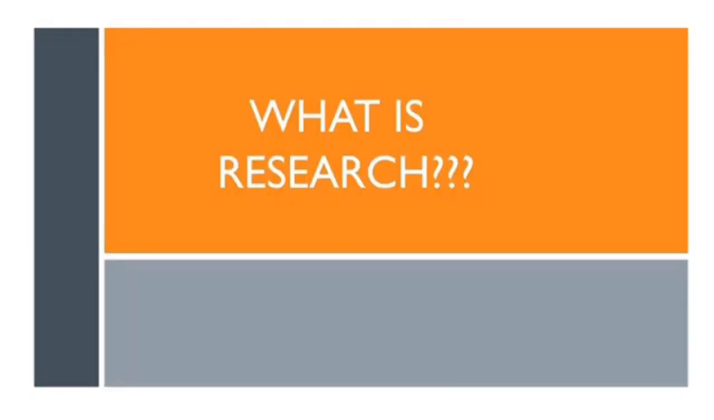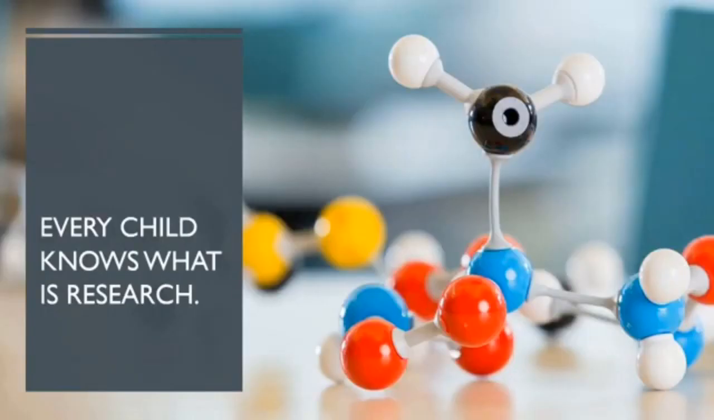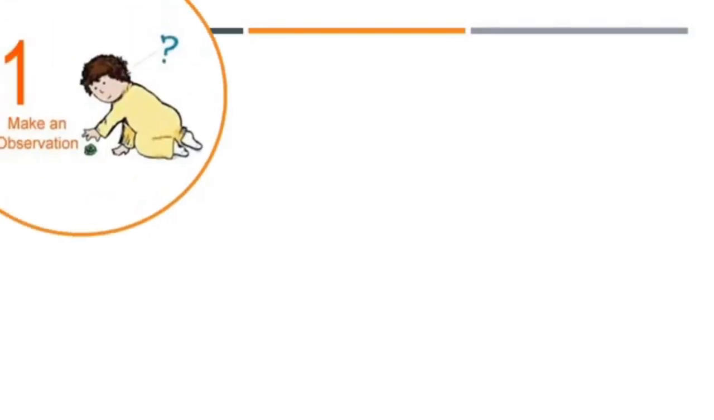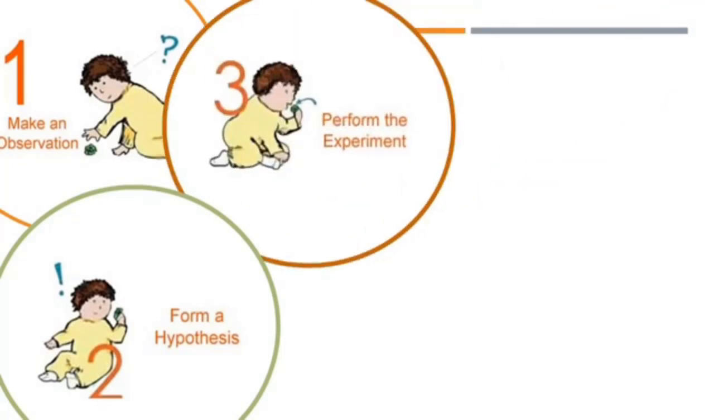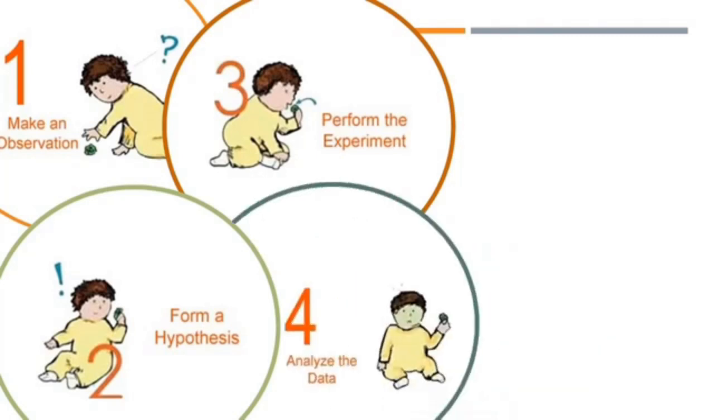Let's start with what is research. Every child knows what is research. Let's have an example. Whenever they find some new things around, they will make an observation first. Then they will form a hypothesis that whether the thing is eatable or not. Then they will perform the experiment by testing it. They will analyze the data, then they can find the consequences of eating the thing.